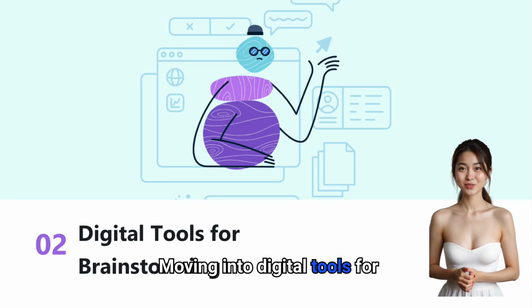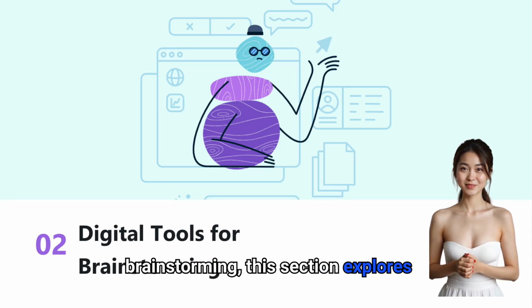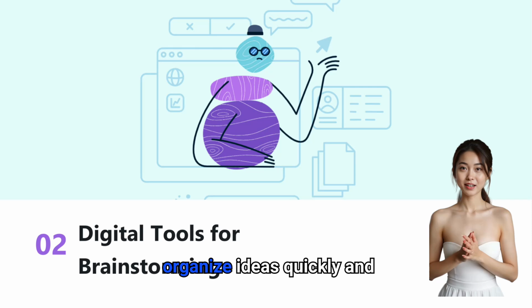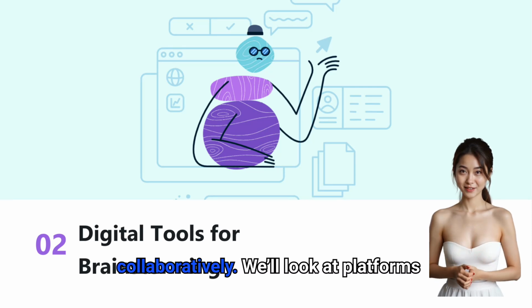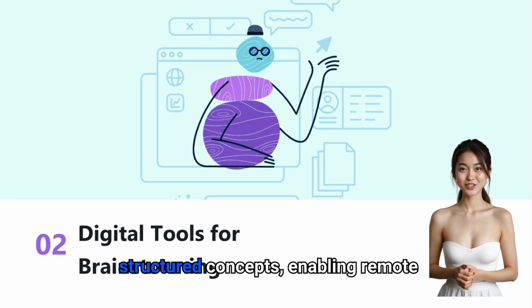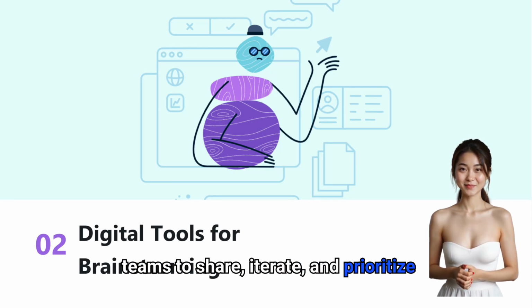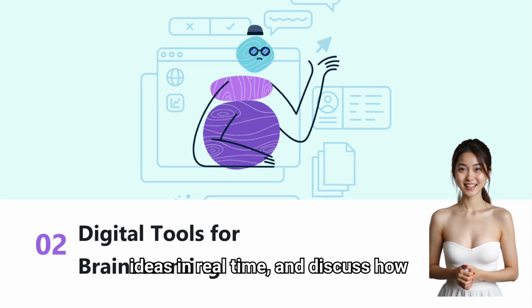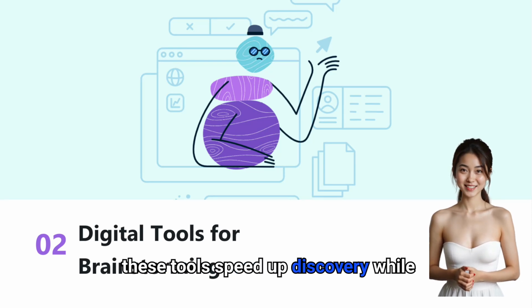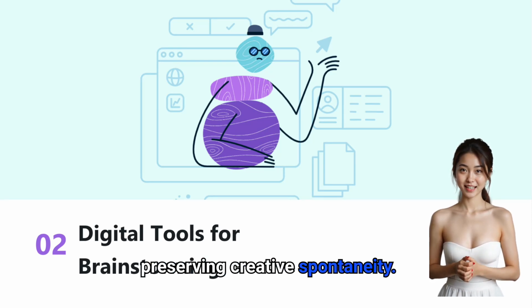Moving into digital tools for brainstorming, this section explores software that helps capture and organize ideas quickly and collaboratively. We'll look at platforms that transform scattered thoughts into structured concepts, enabling remote teams to share, iterate, and prioritize ideas in real time, and discuss how these tools speed up discovery while preserving creative spontaneity.